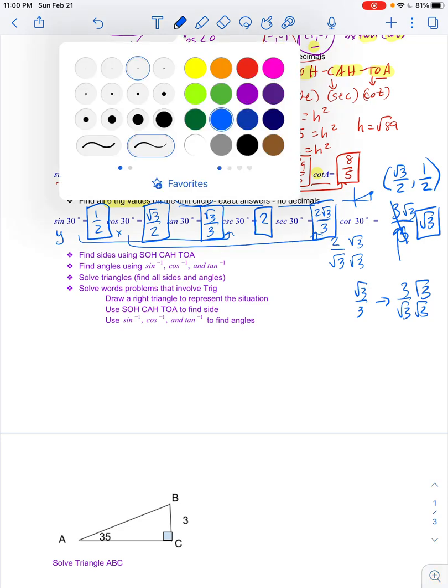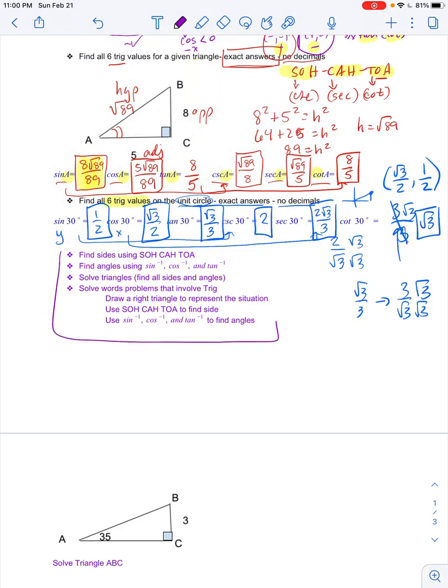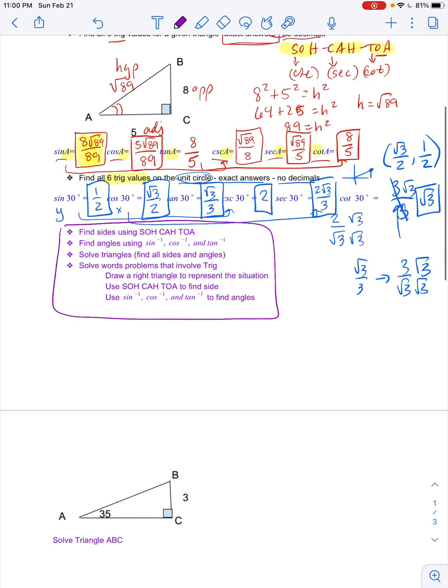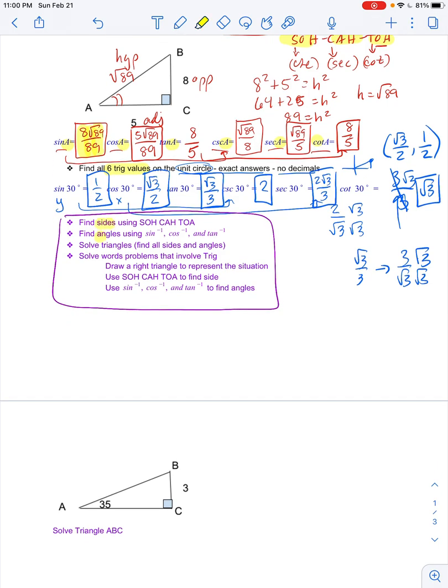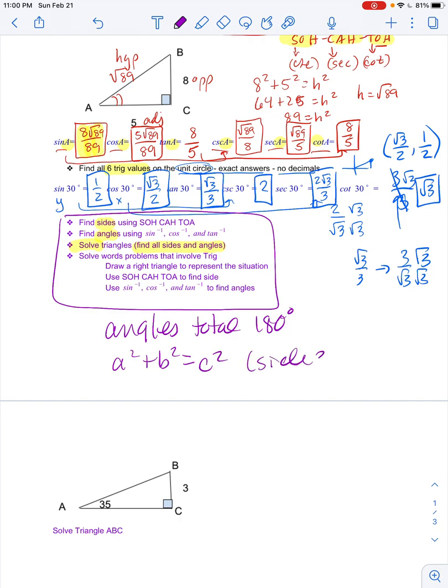Now this next section, I put all of these in purple because they're all really doing the same thing. Finding the sides, finding the angles, and solving. Solving simply means you're going to find all the sides and angles. So sometimes you'll be using SOHCAHTOA, you'll be using inverse. We also are going to use the fact that the angles total 180. And we're going to use the fact that a squared plus b squared equals c squared. This will help us to find side 3. This will help us to find angle 3 once we know 2 of them.